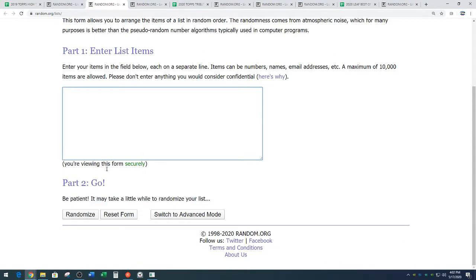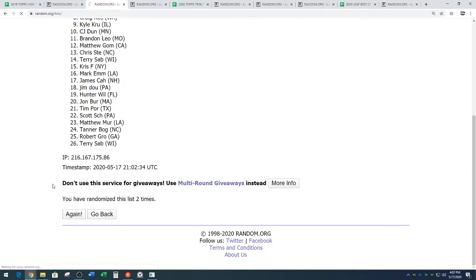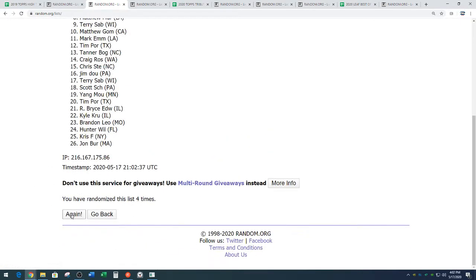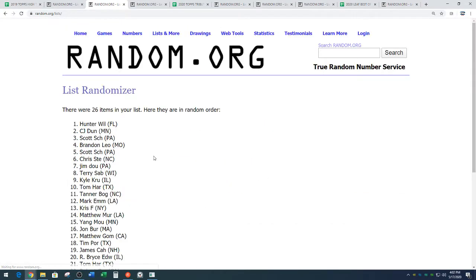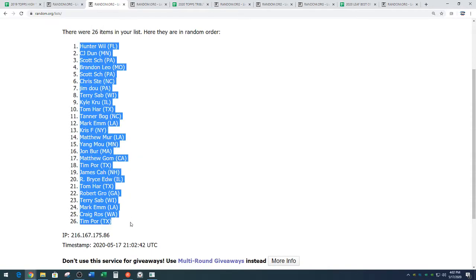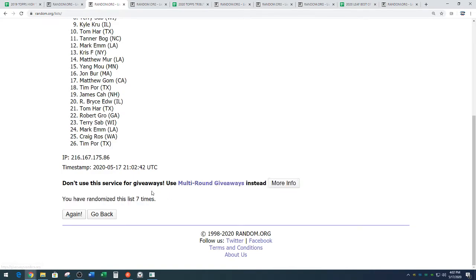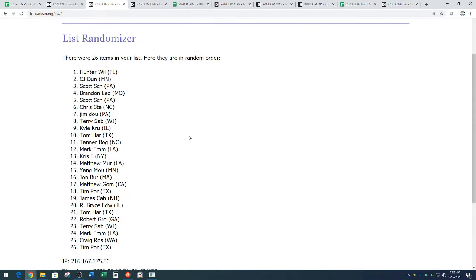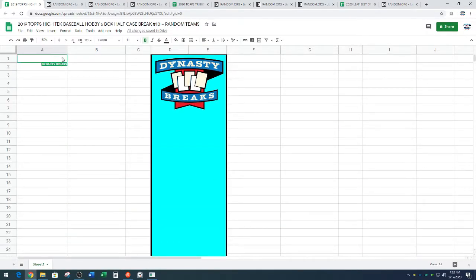Random.org. Seven times. This is our full list of names. One, two, three, four, five, six, and seven. We've got Hunter down to Tim from Texas. Seven times on the random. That's two times Tim's been on the bottom. That's true. What do you think about that? Hey, there's your cursor, Drew.